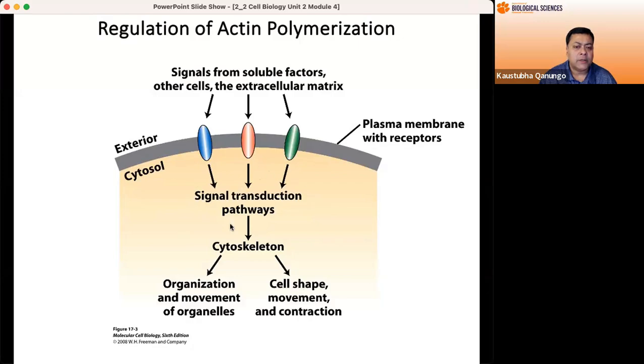And the signal transduction pathway essentially remodels the cytoskeleton, which organizes the movement of the organelles, cell shape, movement, contraction. And this is the process: all these things, actin polymerization, are actually driven by the signal transduction. It is just not random. When the cell actually receives a signal, it will make these changes.